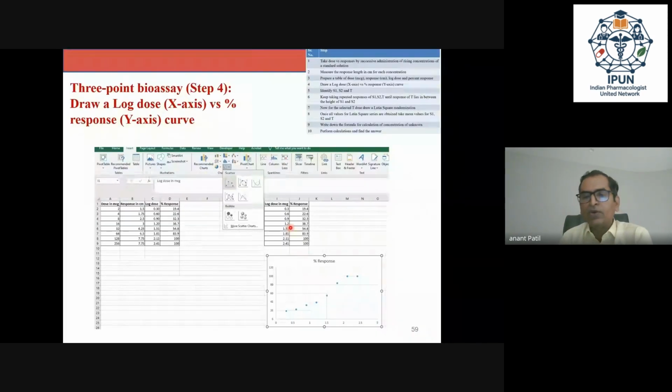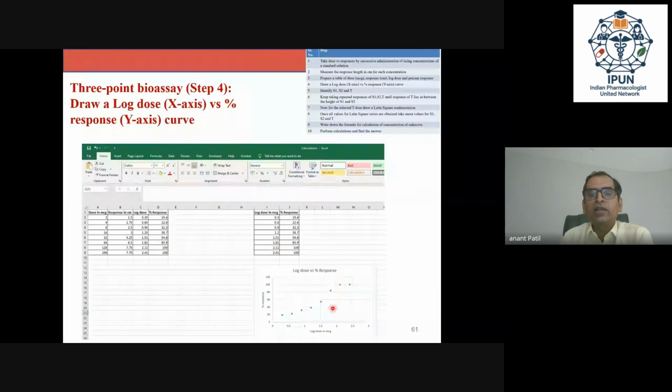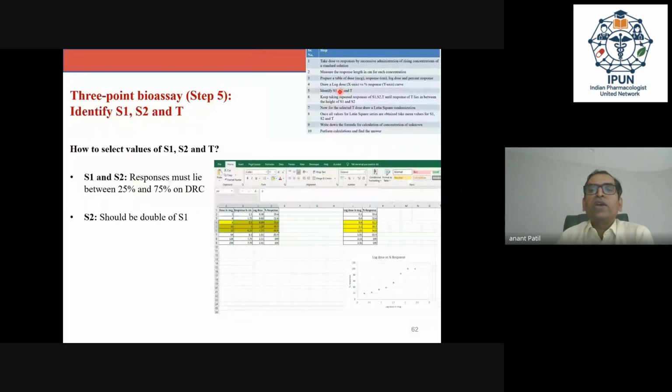So what I have done now is label this graph as log dose versus percentage response. The log dose is here in microgram and the percentage response is here. Now, once that is done, my step number 4 is also done. Step number 5: selecting S1, S2 and T.